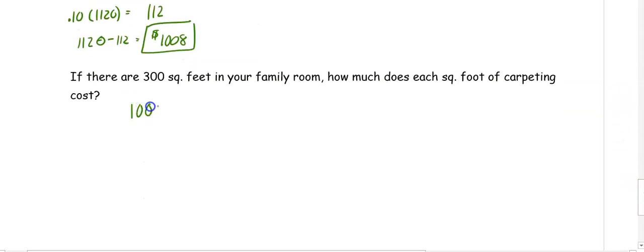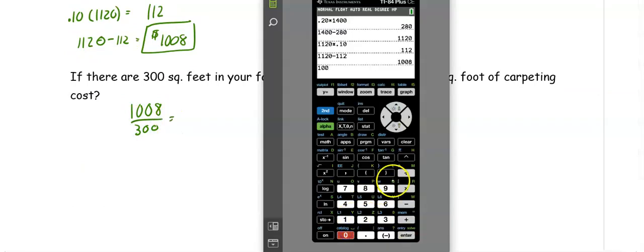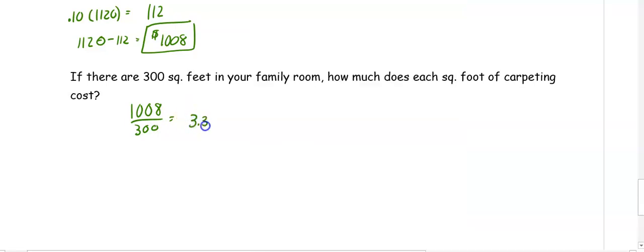If there's 300 square feet in your family room, how much does each square foot of carpet cost? So we can take our cost and divide by the square feet. And we get $3.36 per square foot.